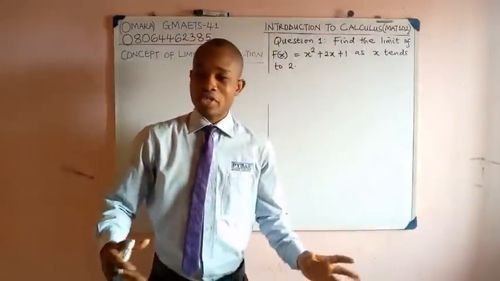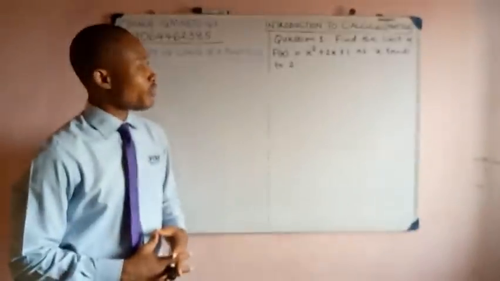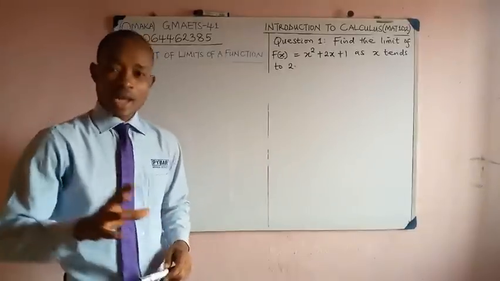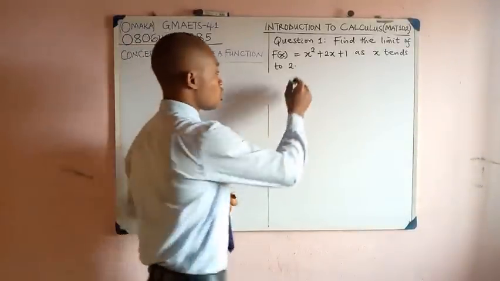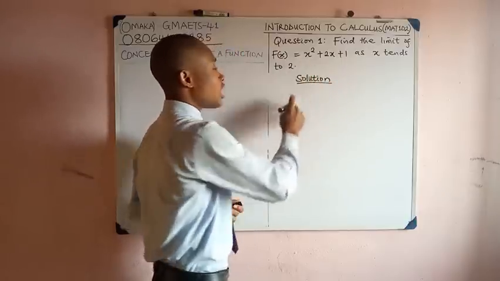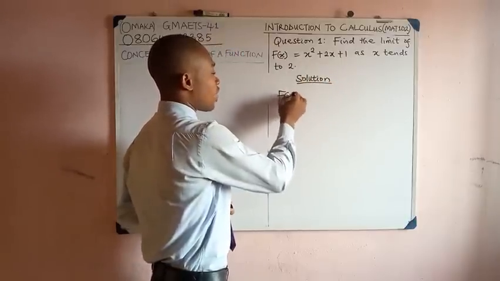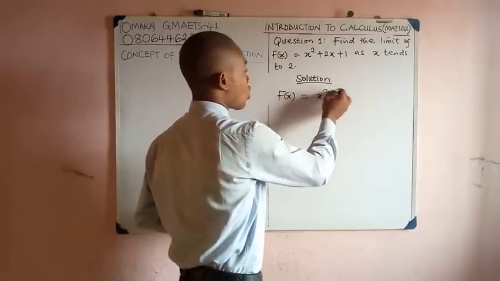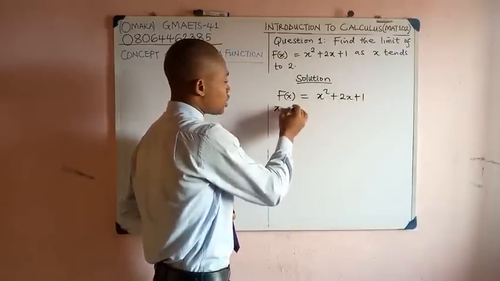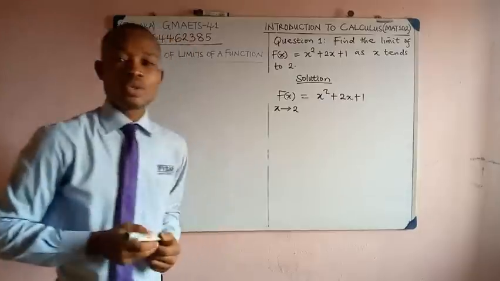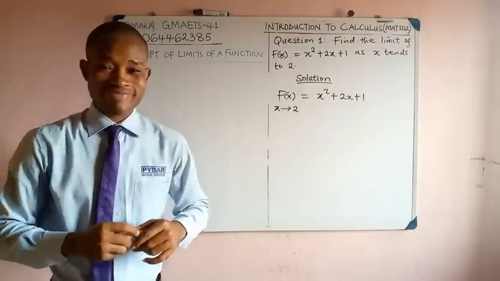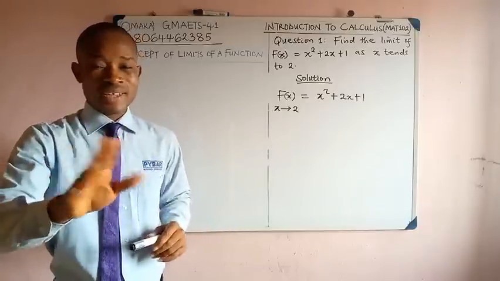Now we have our first question on the board here on the limits. We have to find the limit of the function x squared plus 2x plus 1 as x tends towards 2. So you see we're given the function is a function of the variable x. So we have f of x is equal to x squared plus 2x plus 1 as x approaches, tends to 2. It's important for you to know, x is not actually 2 here. It tends, it approaches, don't get confused.